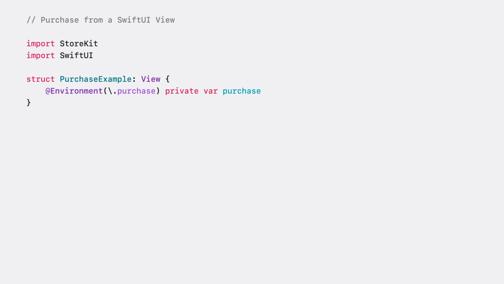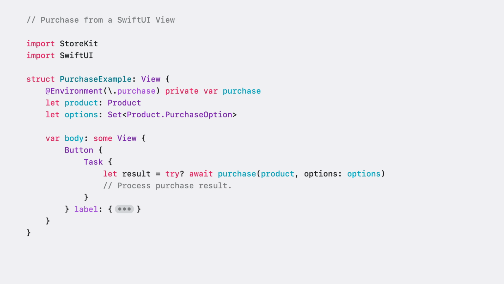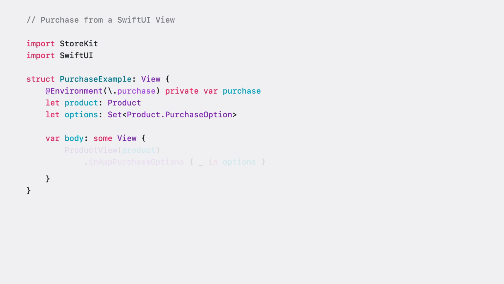If you're purchasing from a SwiftUI view, you don't perform this calculation on your own. Instead, read the purchase environment value to get a purchase action instance. When you're ready to perform a purchase, you call the purchase action instance directly because it defines a call-as-function method that Swift calls when you call the instance. If you're using StoreKit views, you don't have to worry about providing the UI context.